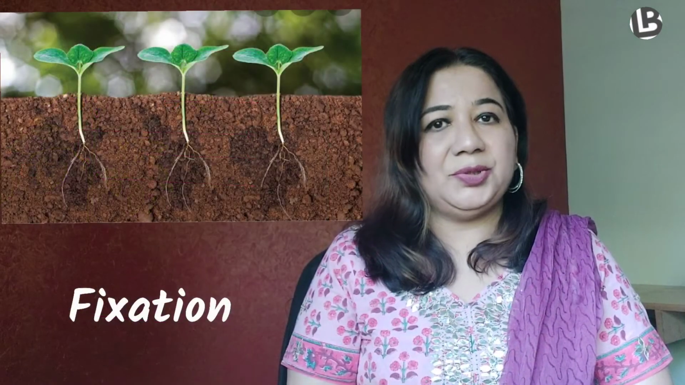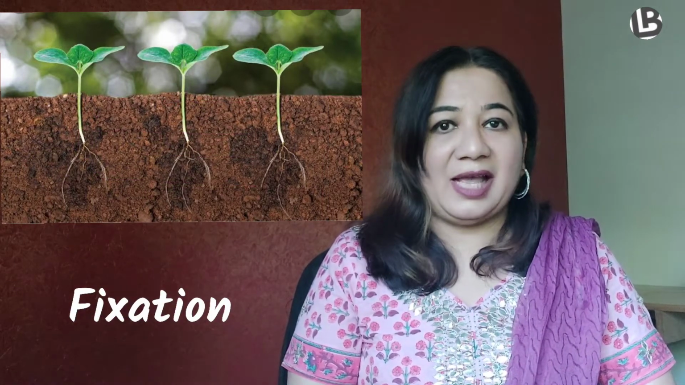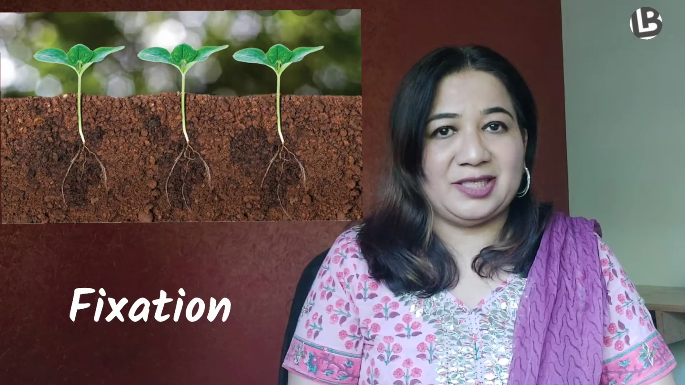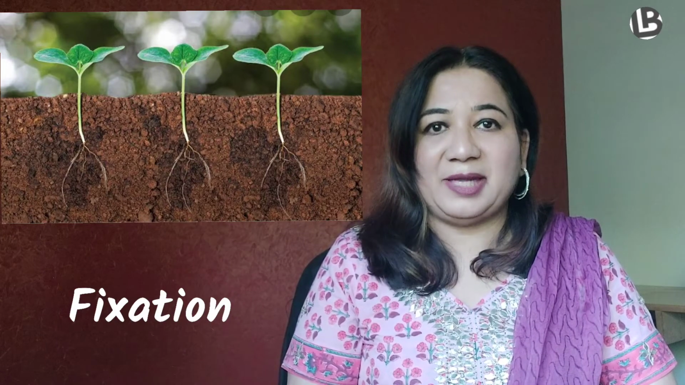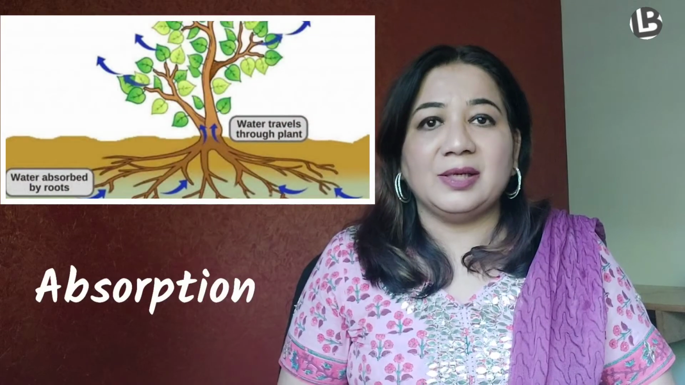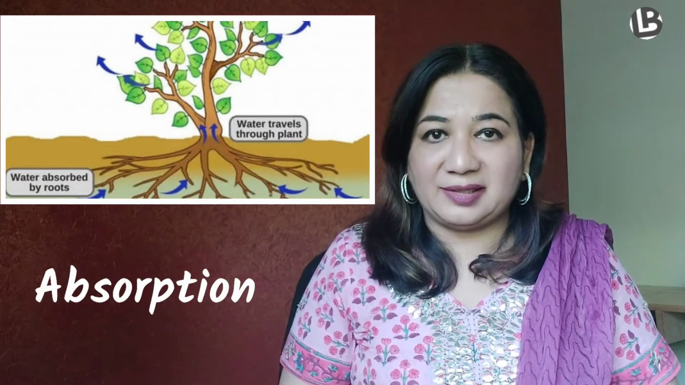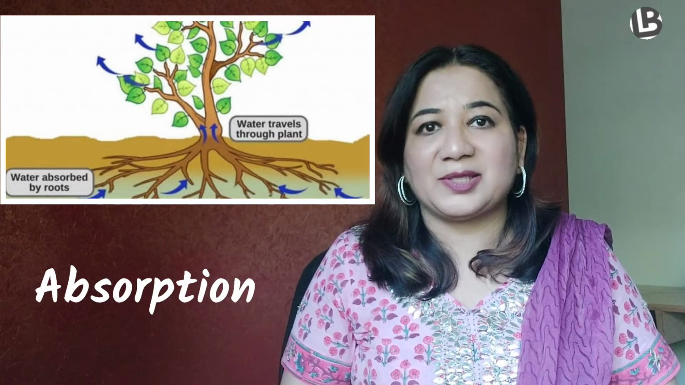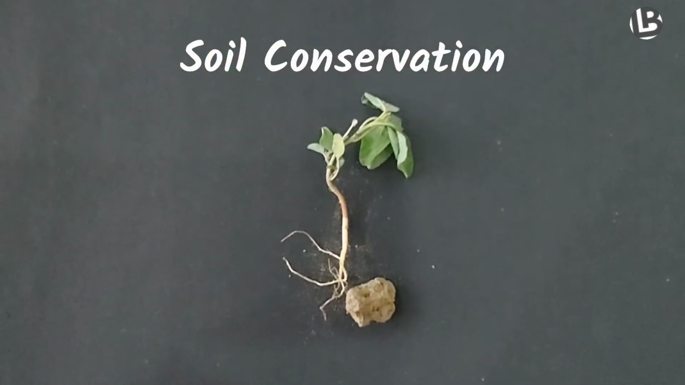There are two important functions of the roots: absorption and fixation. So first let us take fixation. Fixation means root holds the plant firmly in the soil. Absorption means roots help to absorb water and minerals from the soil to the stem and other parts of the plant.